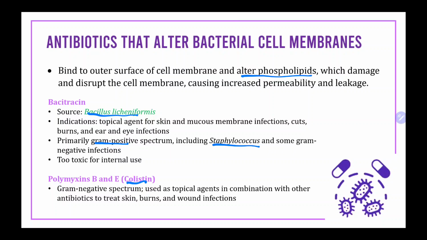While your polymyxins B and E, again commonly known as your colistin, cover your gram-negative microorganisms and are also used as a topical agent in combination with other antibiotics to treat skin, burns, and wound infections. So, remember, bacitracin is usually for gram-positive microorganisms, while polymyxin is usually for gram-negative microorganisms.